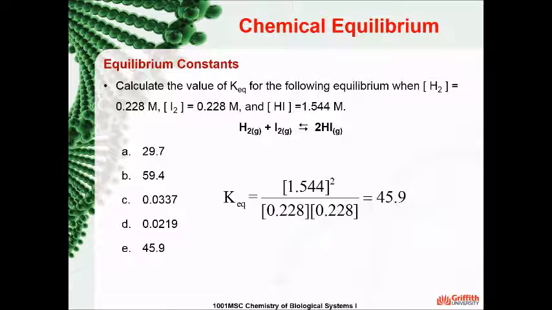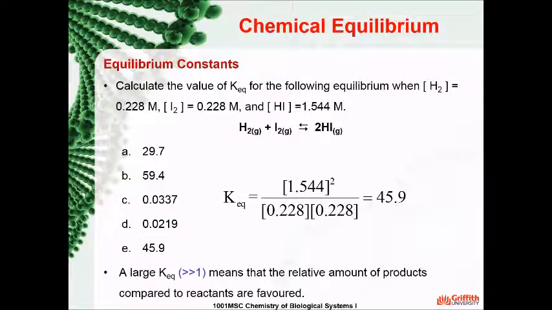As we have the molar concentrations, we can use the equilibrium constant expression and plug in the numbers. KEQ equals 1.544 to the power of 2 over 0.228 times 0.228, which gives 45.9. So the answer is E. Remember that a large KEQ means that the relative amount of products compared to the reactants is favoured.